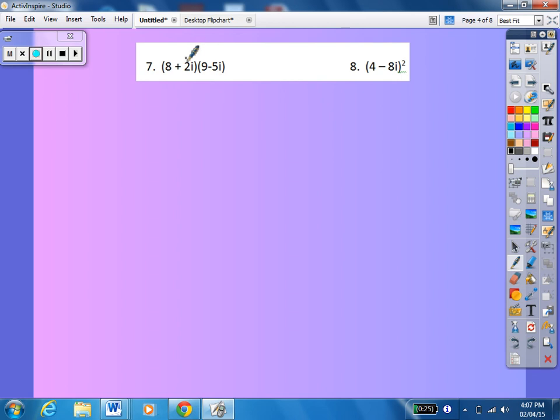So for this one you're going to be multiplying and multiplying and coming back and multiplying. And there we go. So first we're going to do 8 times 9 is positive 72. 8 times negative 5 is negative 40i, because we've got the i here coming back. Positive 2i times 9 is positive 18i. And then positive 2i times negative 5i is negative 10i squared.